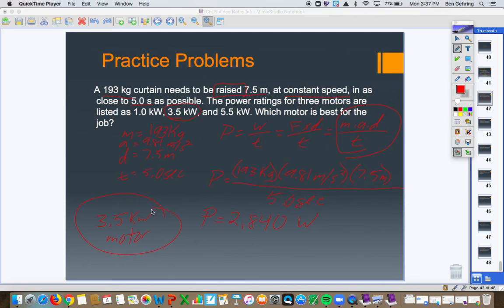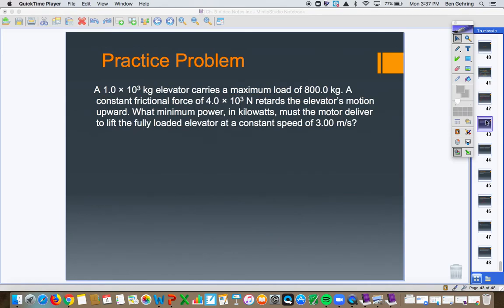Alright, there's your practice. Here's a couple for you to try. I'm going to have you pause your screen, work through it, then I'll give you the answer so you can check yourself. You have a 1 times 10 to the third kilogram elevator that carries a maximum load of 800 kilograms. A frictional force of 4 times 10 to the third newtons retards or slows the elevator's motion upward. What is the minimum power in kilowatts that the motor must deliver to lift the fully loaded elevator at a constant speed of 3.0 meters per second? Work through that, pause this screen, and when you come back, I'll give you your answer.